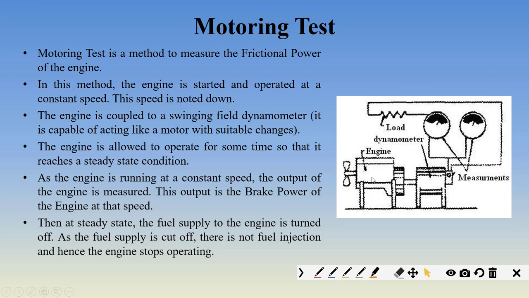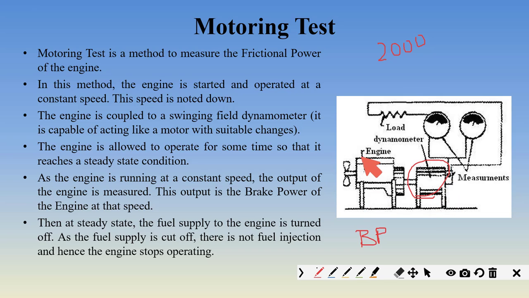We operate the engine till it reaches a certain fixed RPM, let us say 2000 RPM. Then we allow the engine to run for 5 to 10 minutes. During this time, we measure the brake power of the engine using this dynamometer.